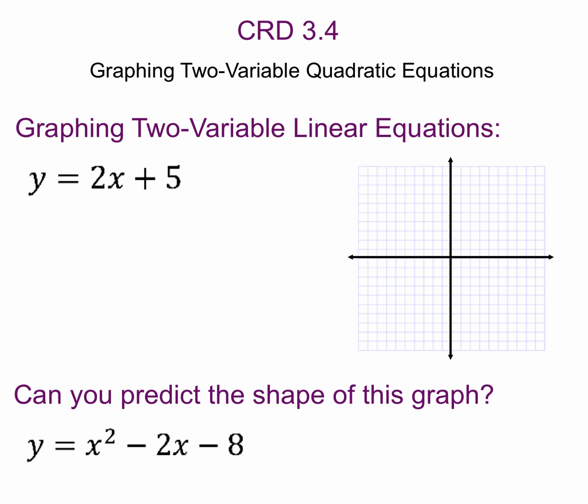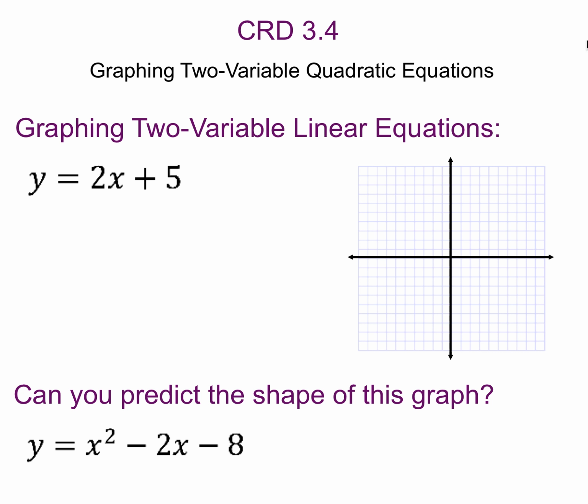CRD 3.4, graphing two variable quadratic equations. So in 3.1 and 3.2, you learned how to factor quadratics, and that was all dealing with expressions. You basically learned how to manipulate the expressions when you have a quadratic and factor them. In 3.3, you were solving quadratics, so now it was an equation. It had an equal sign and something on both sides. And you were factoring and setting it equal to 0 and solving a quadratic equation.